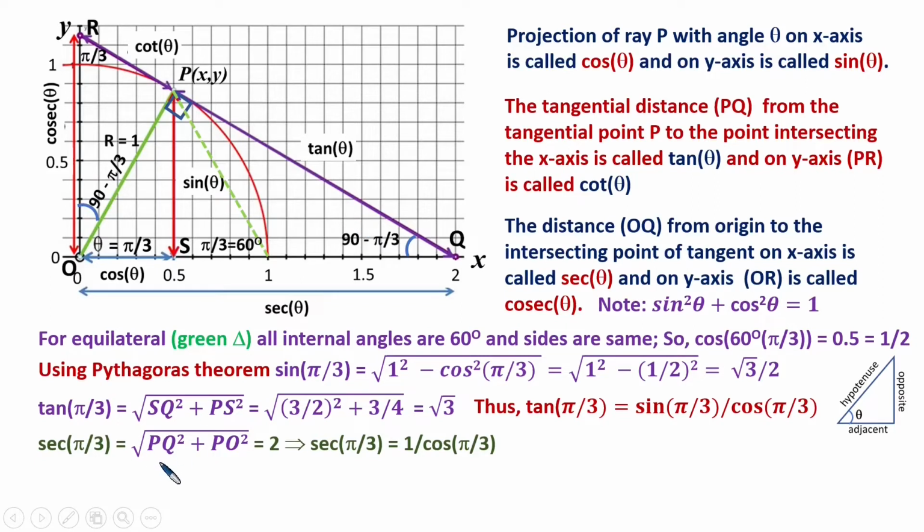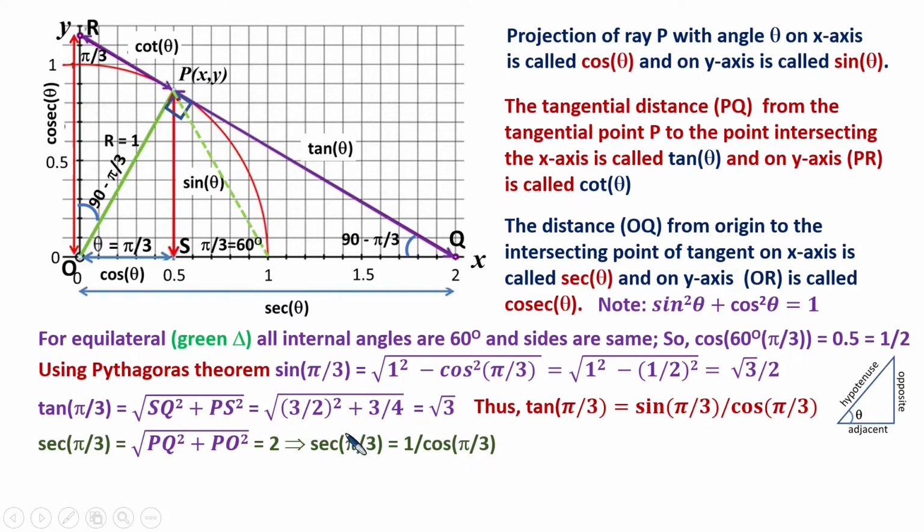Okay, so here I have written. So that is equal to PQ square, this tan square, what we got is root of 3. So 3, so PQ square is 3 plus 1, that's 4. Square root of 4 is 2. So here again we see that sec pi by 3 is nothing but this is 2 here, this is 1 by 2. So sec pi by 3 is 1 by cos pi by 3. The further we go, we will understand it more.